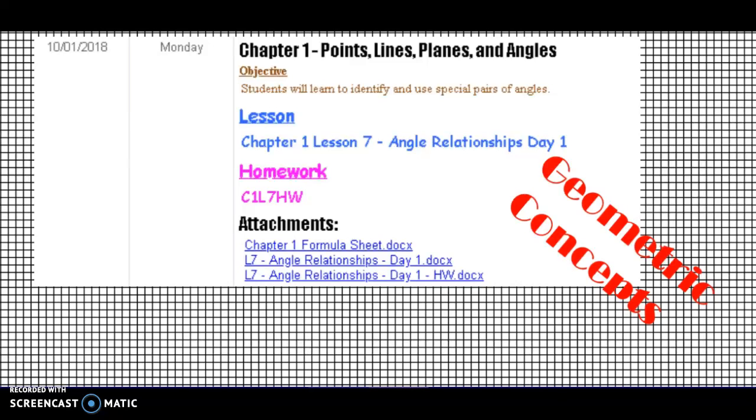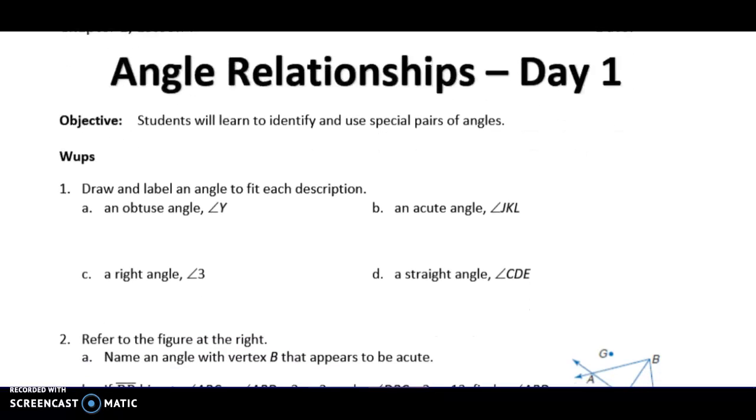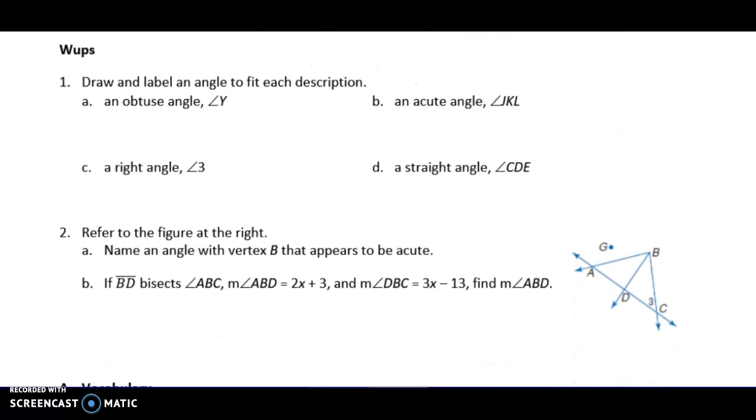Alright, so today we are recording and learning about angle relationships. So you should be on lesson 7, day 1. First task is a little review, doing some warm-ups. Try them out, and then ask us to check your work before you move on.